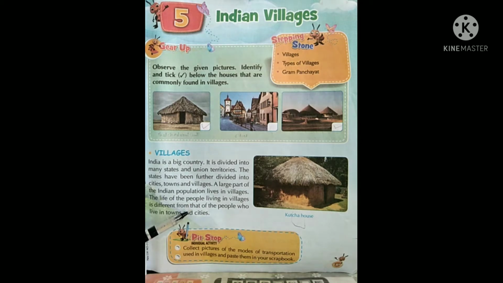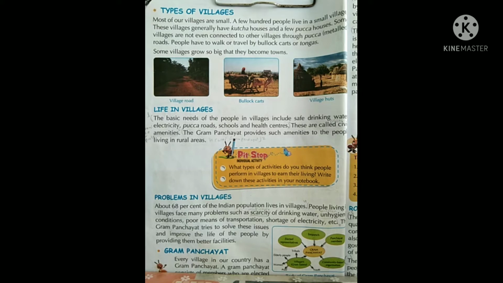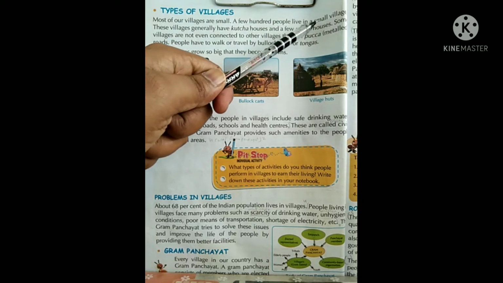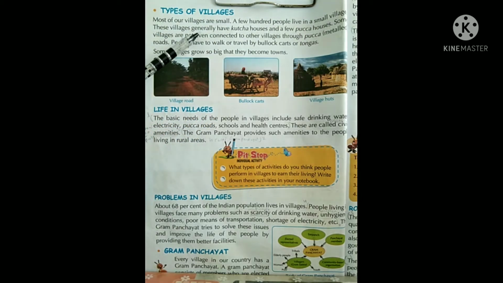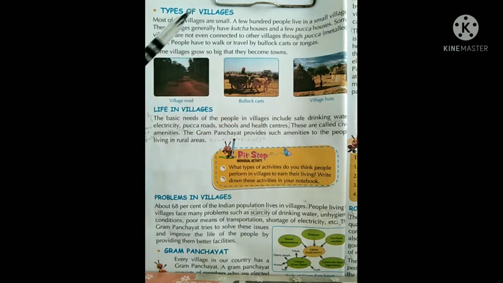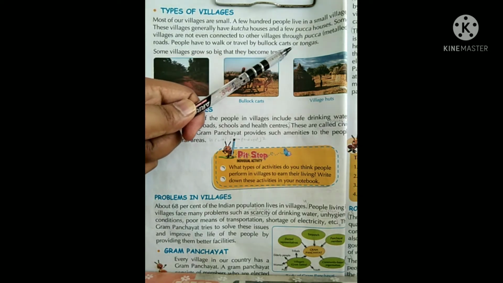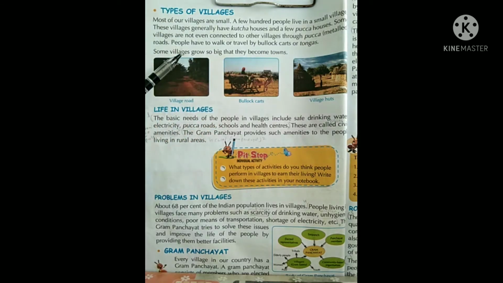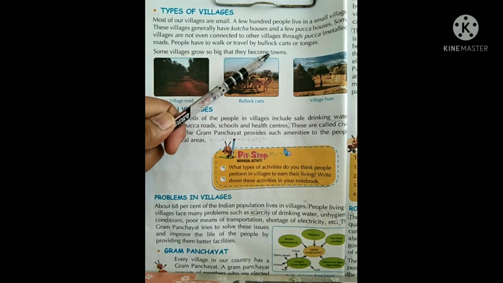Now in villages we can see types of villages. Most of our villages are small. A few hundred people live in a small village. These villages generally have kacha houses and a few pakka houses. Some villages are not even connected to other villages through pakka, meaning metal, roads. People have to walk or travel by bullock carts or tongas. Some villages grow so big that they become towns.